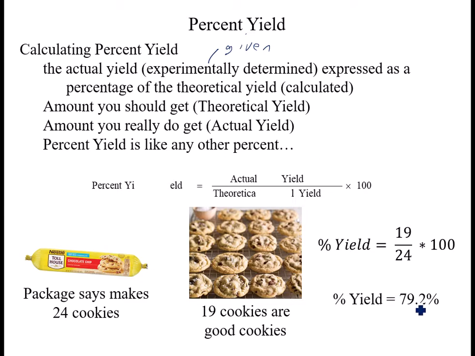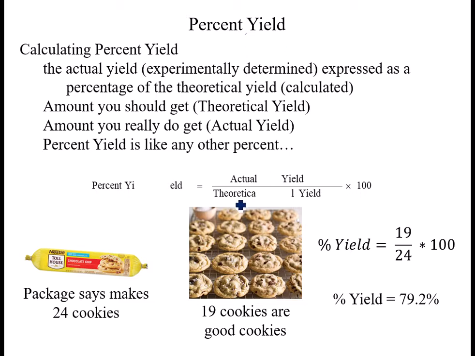When I'm doing chemical reactions, it's even worse than that because I may have reactions going on that I didn't know about. I may drop some of my samples somewhere along the way, whatever it may be. This is a really good yield, actually, for chemistry. All right, so let's do an example of that one.